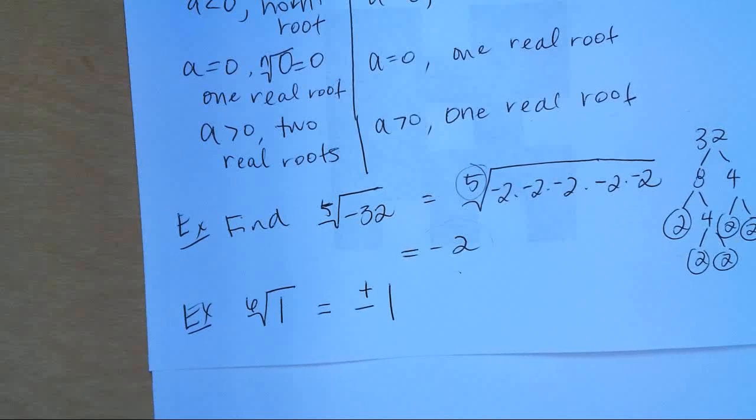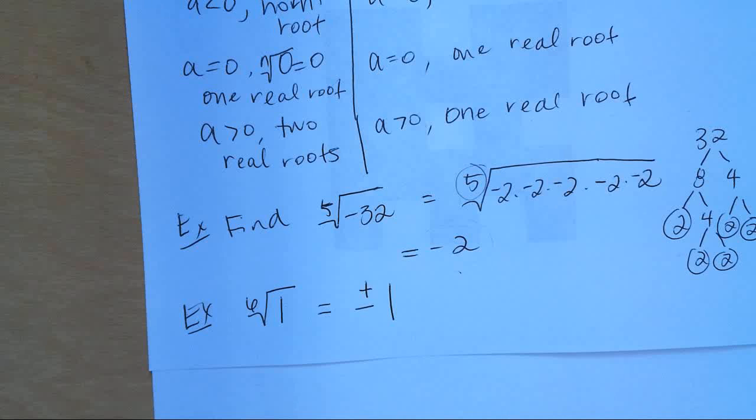For which one? Well, it doesn't need an I, because this is a 5th root. It's basically saying what times itself 5 times is equal to -32. And the answer is -2. If you multiply -2 by itself 5 times, you will get -32.